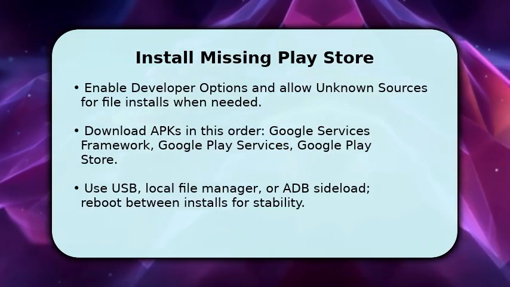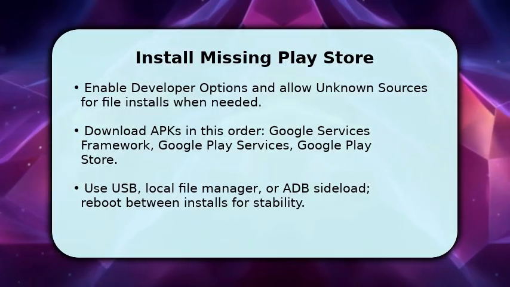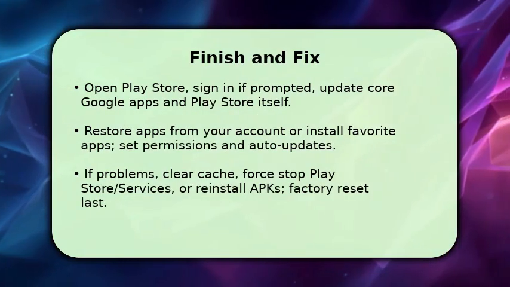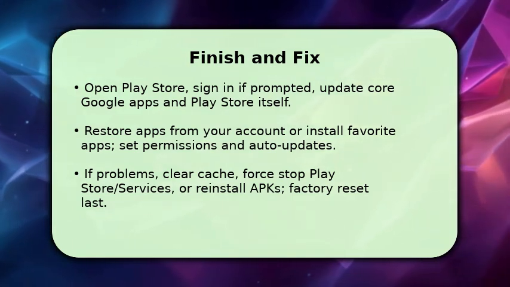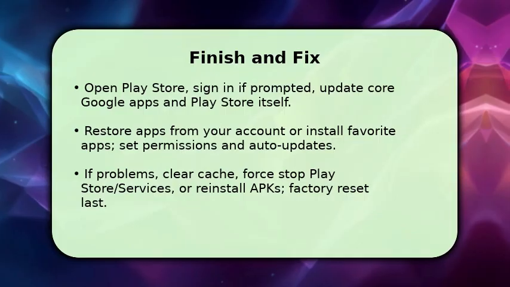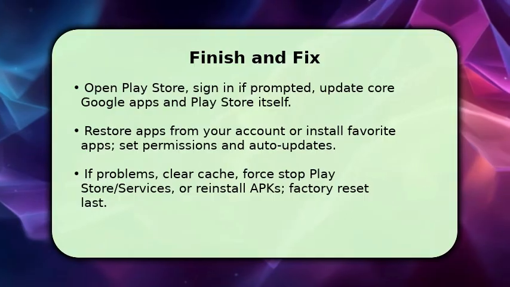Use a USB drive, local file manager, or ADB sideload from a computer or phone. After each core install, once installed, open Play Store and sign in when asked. Then update Google Play Services and the Play Store app itself so permissions and APIs match your TV. Restore or install apps and set app permissions and auto-update preferences for smooth operation.